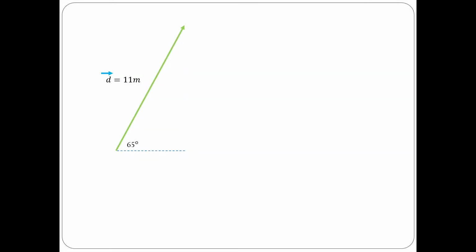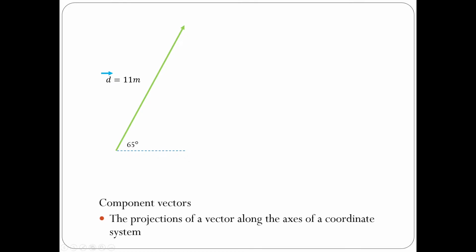Hello and welcome back. In this video, we're going to expand a little bit on vectors in physics. What if a car travels 11 meters at 65 degrees north of east, but you also want to find out how far east and how far north the car drove? These have a particular name in math called component vectors, the projections of a vector along the axis of a coordinate system.